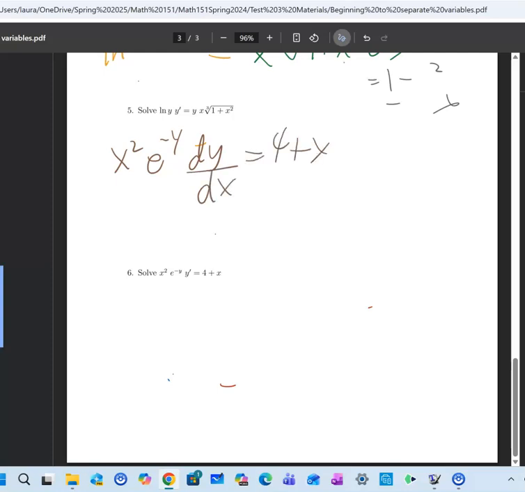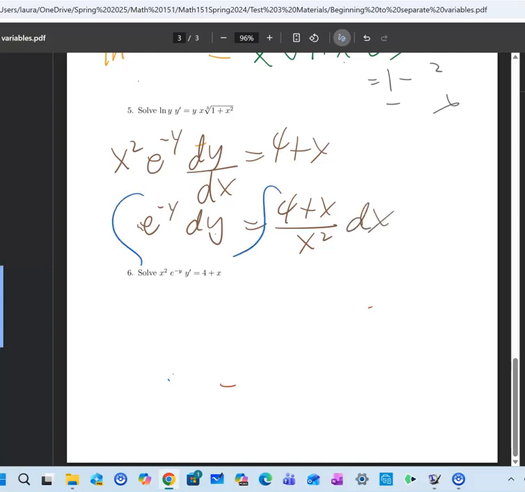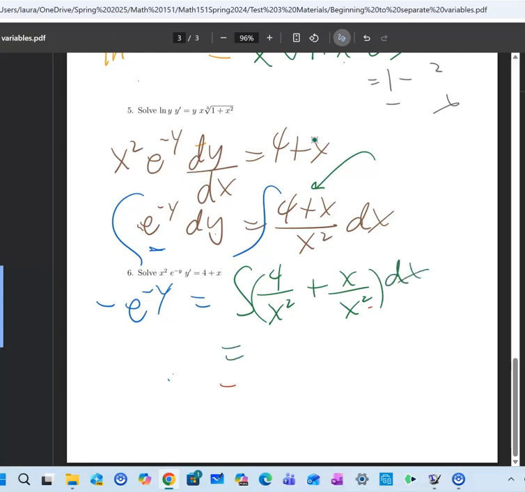Okay, let's multiply by dx and divide through by the x squared. So I get e to the negative y dy equals 4 plus x over x squared dx. Okay, we're ready to integrate. We've got addition in the numerator, so we can separate them into two separate terms and take the integral of each of them separately. So this will give me a negative 4 over x.